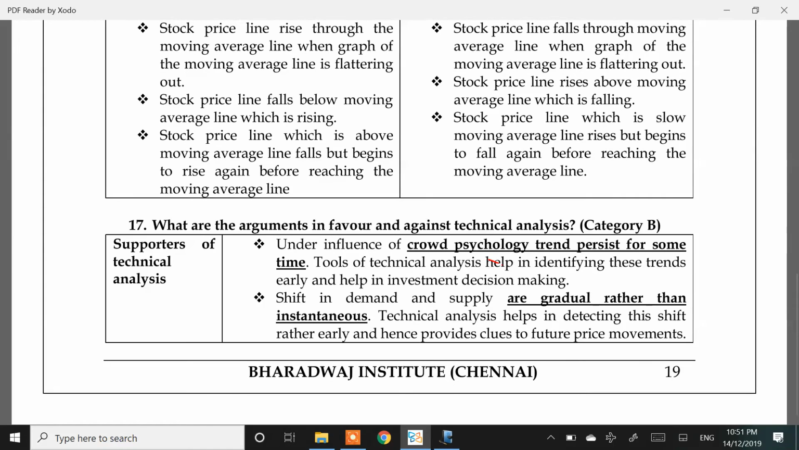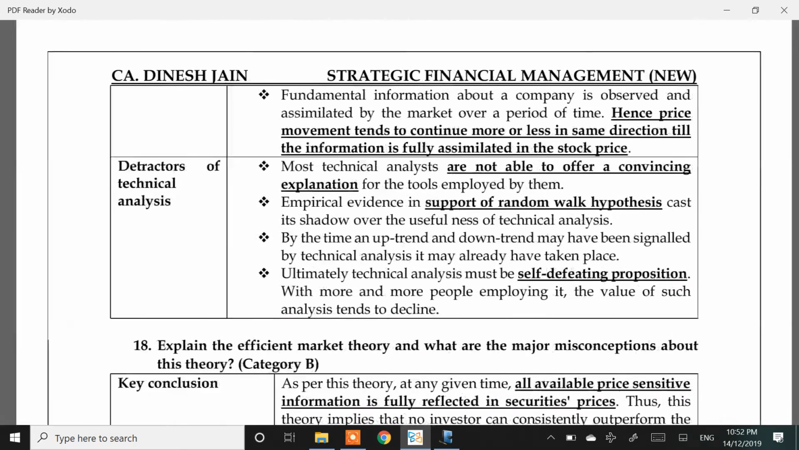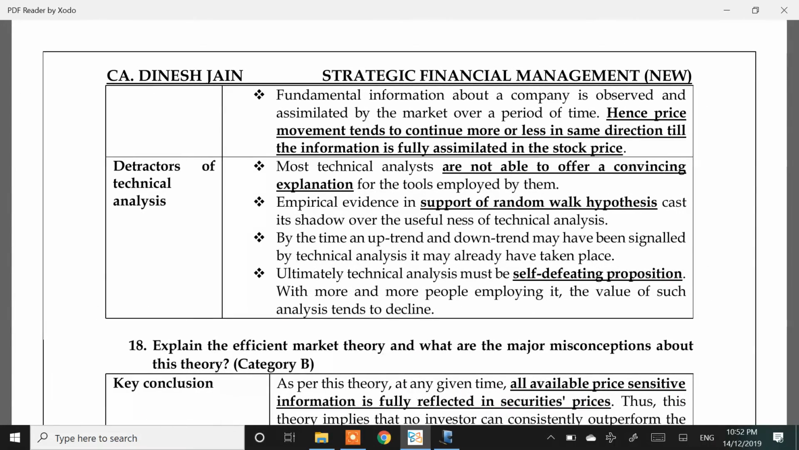So crowd psychology tools help in identifying these trends, which are gradual rather than instantaneous, and technical analysis can help me identify the shift early and provide clues for future price movements. And as far as fundamental information is concerned, it's already taken care of by the market. So if it's already taken care of by the market, what is the point of doing fundamental analysis?